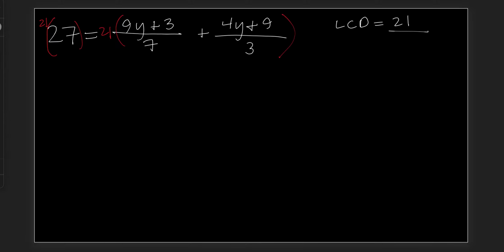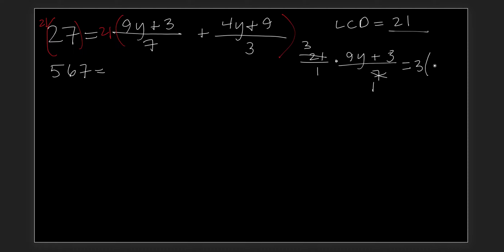And so I don't know what 21 times 27 is off the top of my head. I have to look at a calculator or do it by hand. So I get 567. That'll be fun to deal with. So 567 equals, now 21 times all of this term. It's really 21 over 1 times 9y plus 3 over 7. So 7 goes into 7 one time, 7 goes into 21 3 times. So that makes 3 times 9y plus 3.